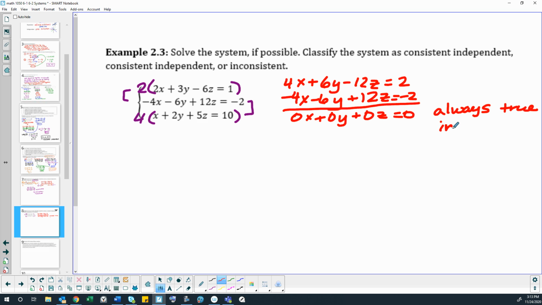All right, well, we have infinite solutions, and that means it is consistent, dependent.